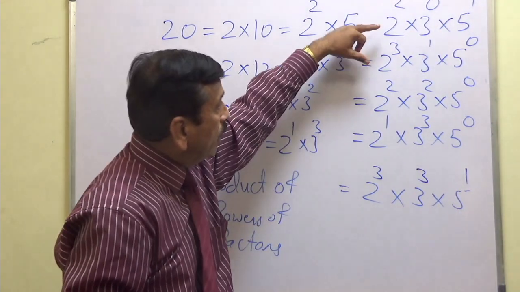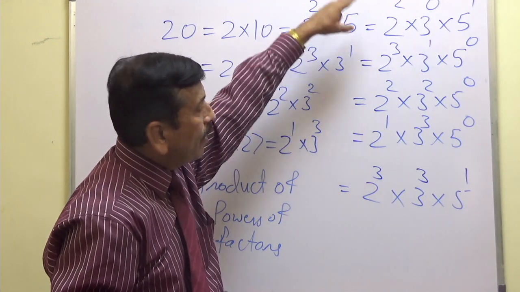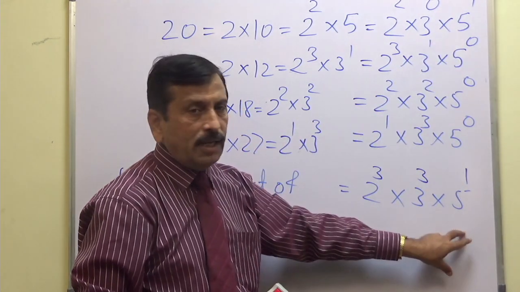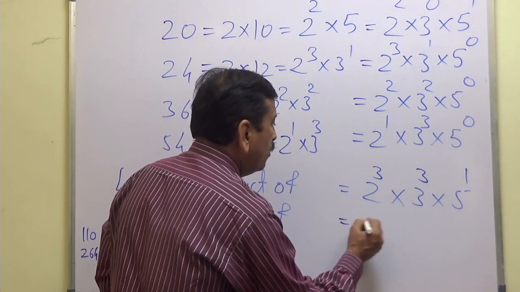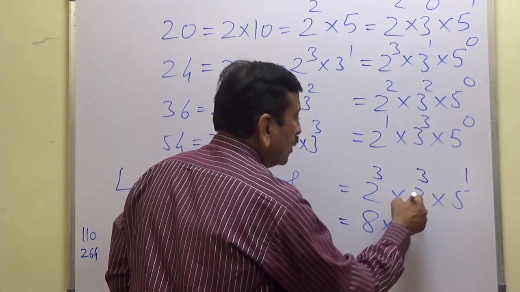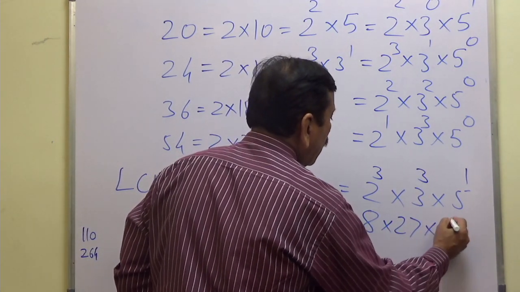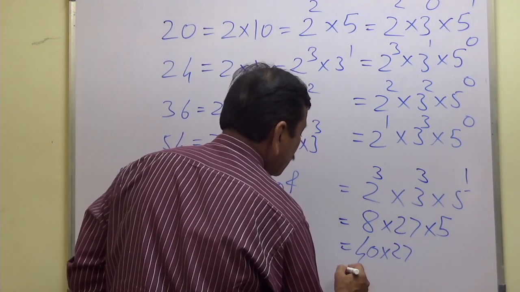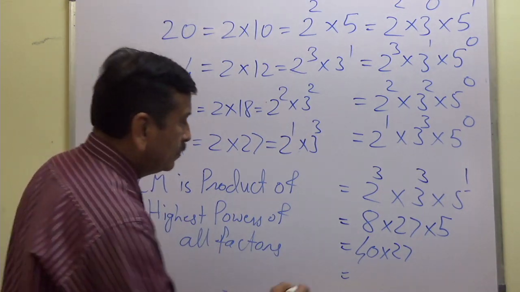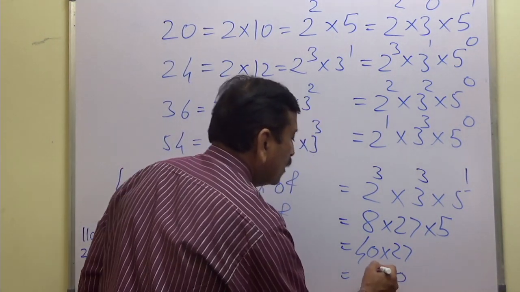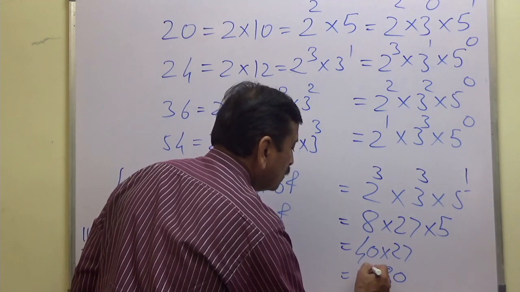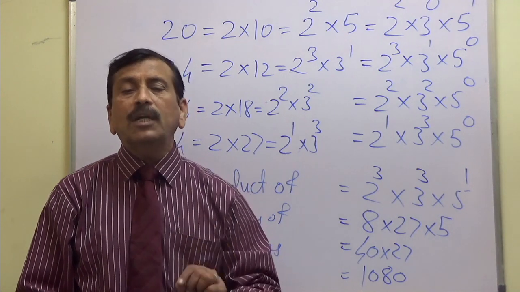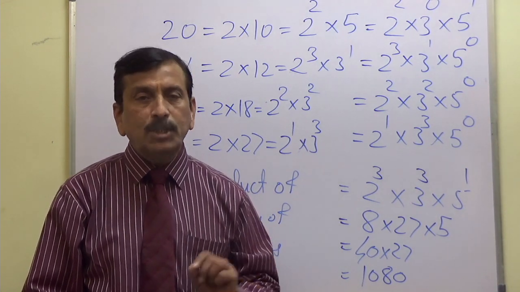What have I done? I have taken factor 2 and obtained all its powers; the highest will appear in the LCM. So LCM is this. Practically, 2 to the power 3 is 8, 3 to the power 3 is 27, into 5. So it is 40 into 27. How much is it? 1080. So the LCM of 20, 24, 36, 54 we got as 1080.